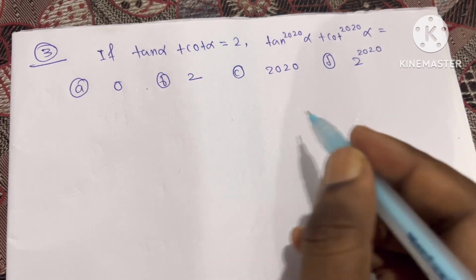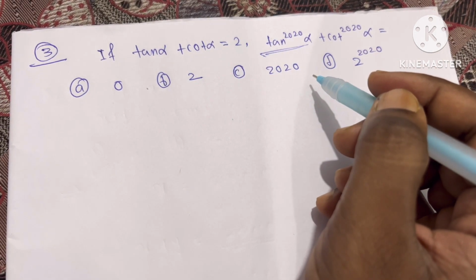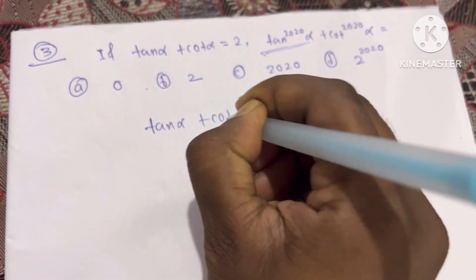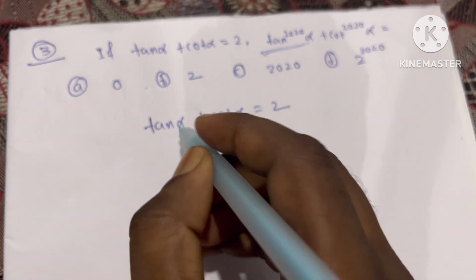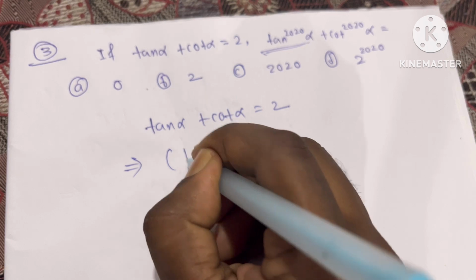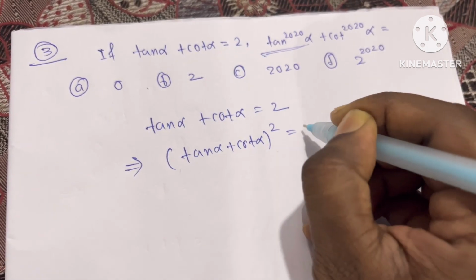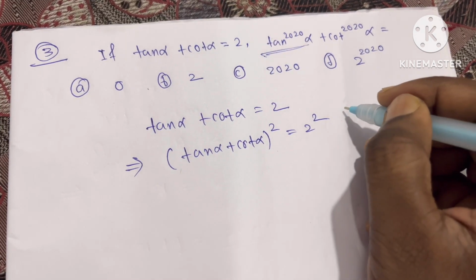How will we simplify? If the power is big, it doesn't mean the question will be hard, so we'll use some logic to simplify this. According to the question, tan of alpha plus cot of alpha is equal to 2. If we square both sides, we get tan of alpha plus cot of alpha whole square is equal to 2 square. So what I did, I just squared both sides.